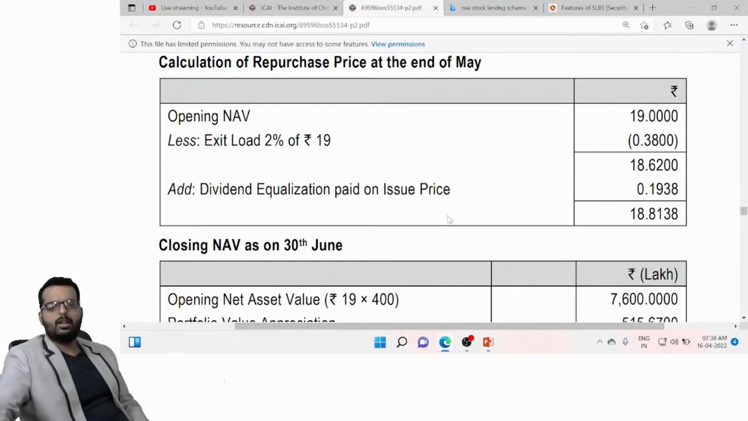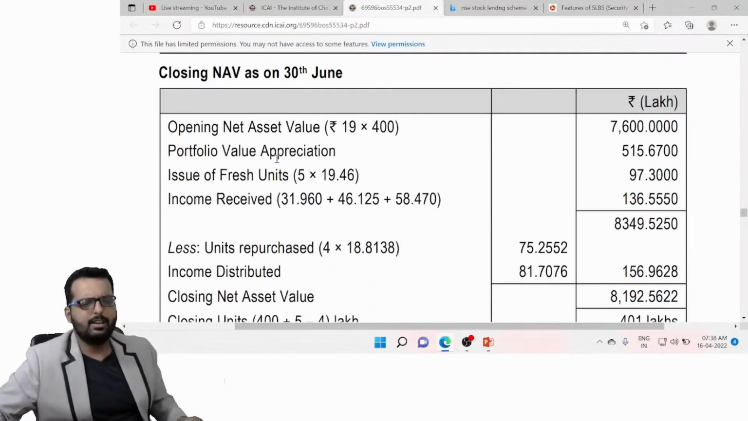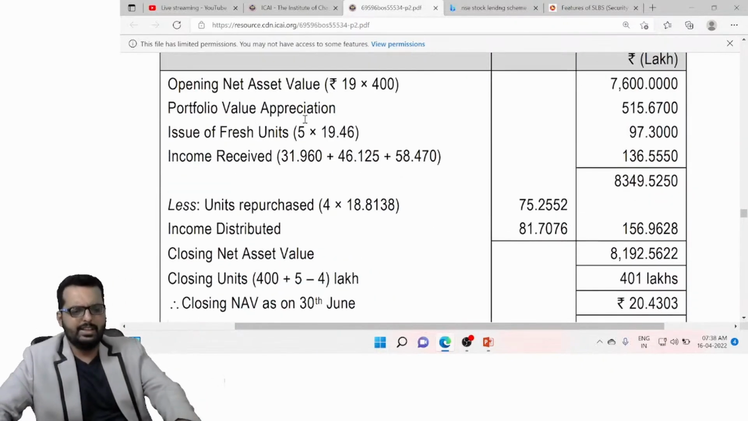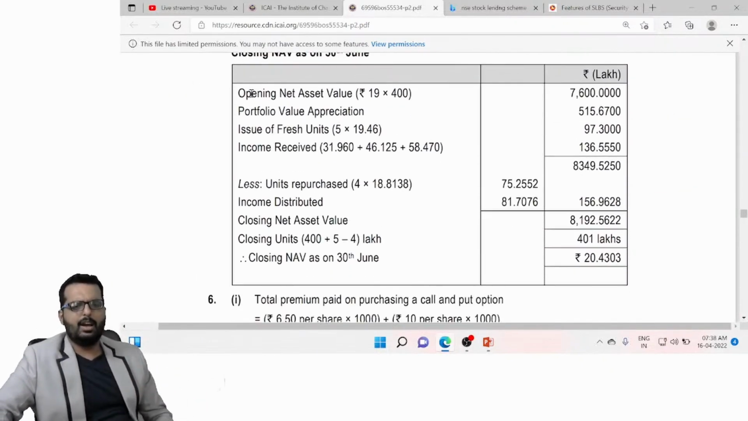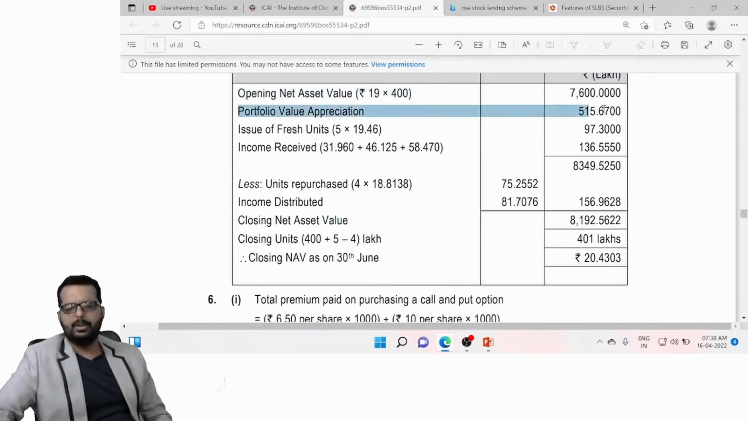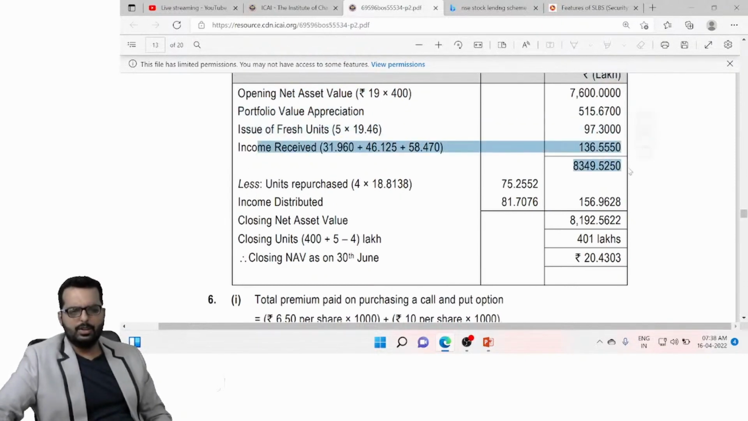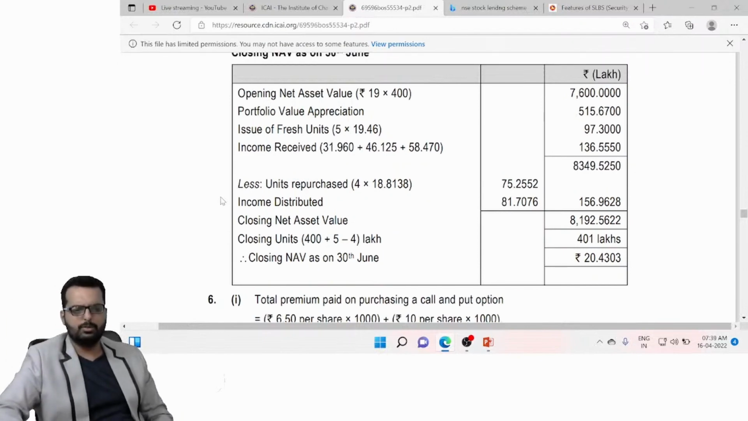All right, friends, I believe you are done with this. Now we'll go to the final step, closing NAV. That's also very easy now. You have the opening value of the asset, 19 units at 400 lakhs. You have portfolio appreciation given, issue of fresh units, whatever money you have got, income received, they have added over here, units repurchased, income distributed. Once all this is done, you get the closing net assets. So this is nothing but a summary of whatever we have done all the while. Can you write down this in your books now?